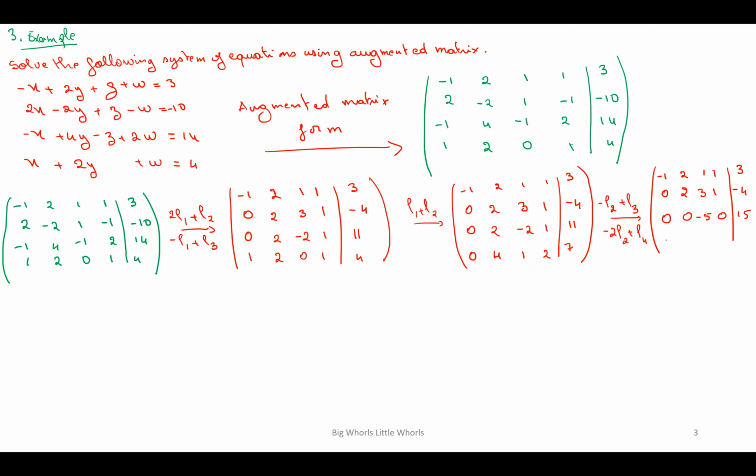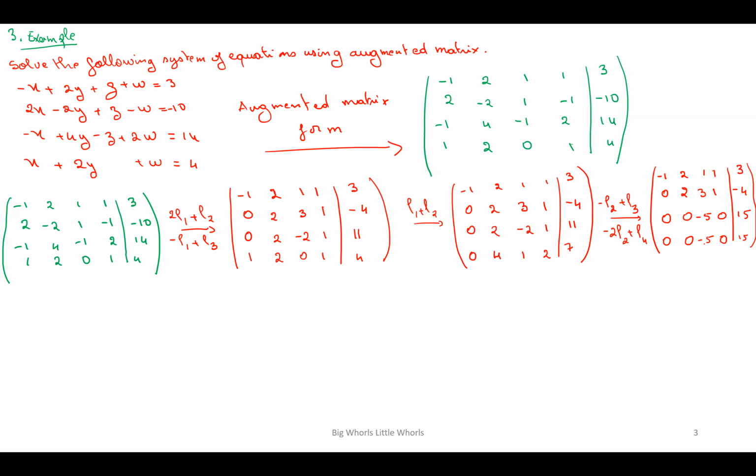For the fourth row, I'm going to do -2 row 2 plus row 4. So we have 0 here, 0, -2 row 2. So we have -6 plus 1 is -5. Okay, -2 plus 2 is 0, and 8 plus 7 is 15.